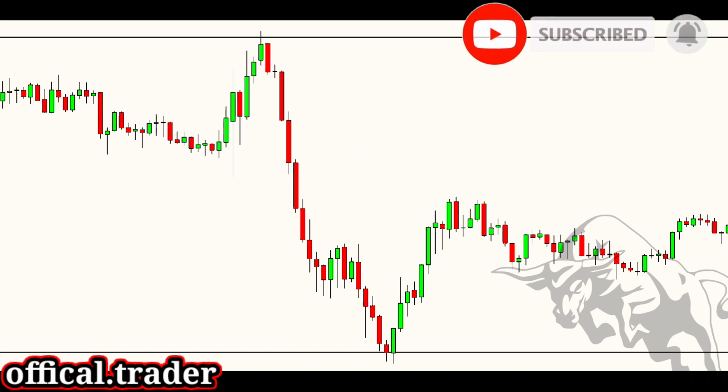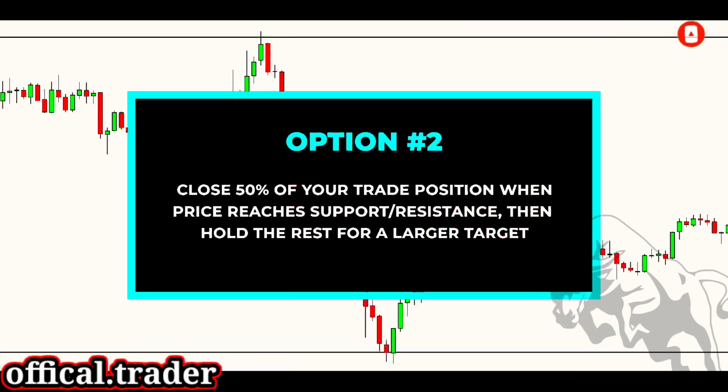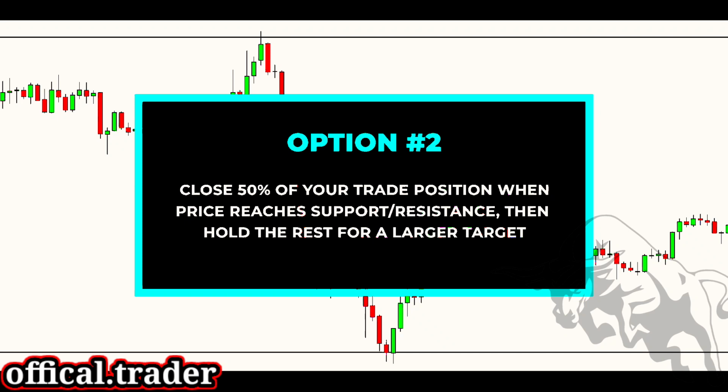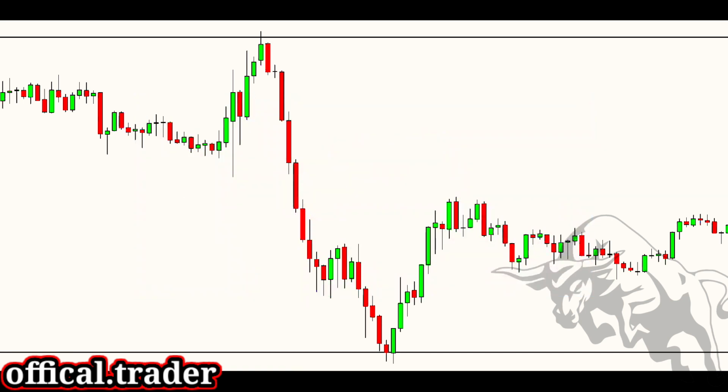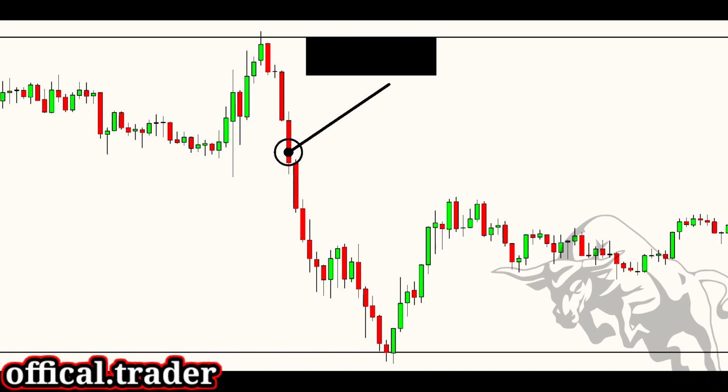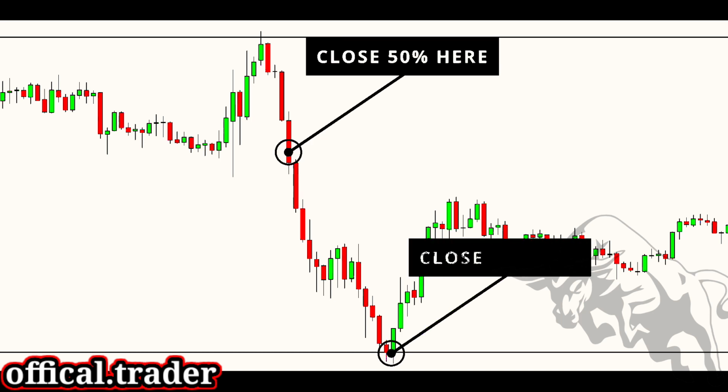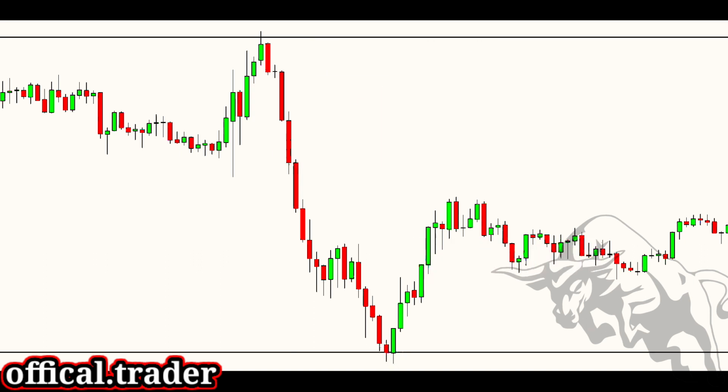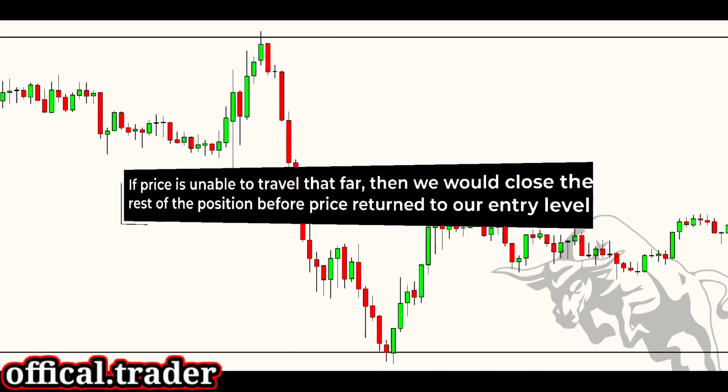The second way to manage your trade is to close 50% of your trade position when price reaches a level of lower time frame support or resistance, and then hold the other 50% for a larger target. So for this example, in the first trade opportunity, we could look to hold 50% of our trade position for a larger move to the other higher time frame key level. If price is unable to travel that far, then we would close the rest of the position before price returned to our entry level.